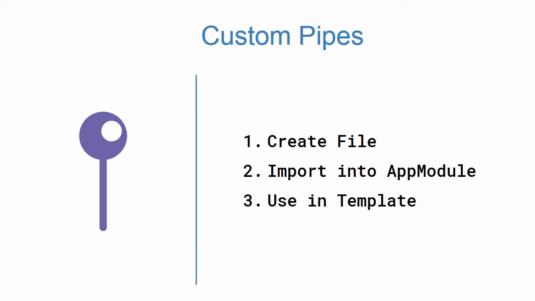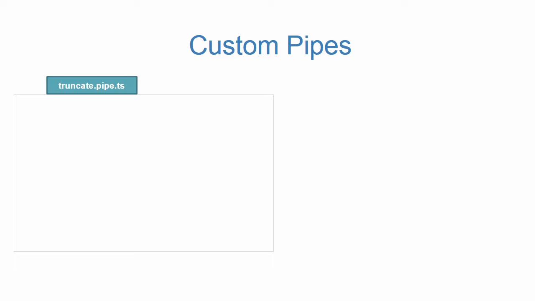I'm going to first walk you through this in our slides, and then we'll add a new pipe into our application. So the first thing is to create a new file. The file name should begin with what the pipe does, followed by the keyword pipe. This file will contain a decorator called pipe that's going to hold the name of our new pipe. This name property represents our pipe reference for use inside of the HTML file.